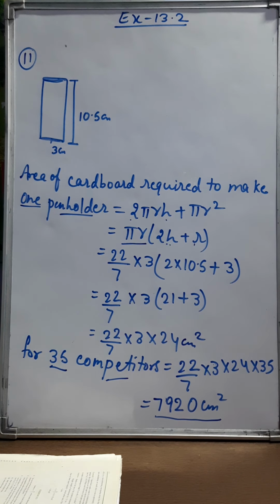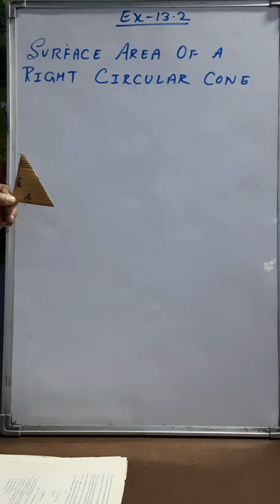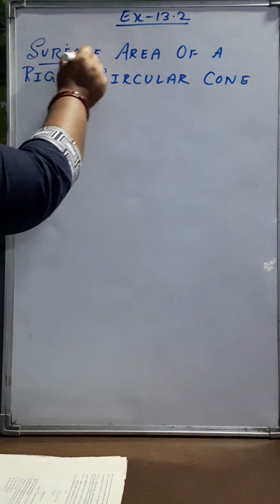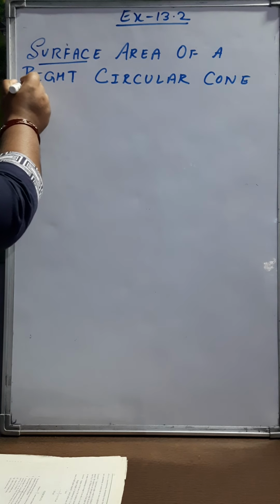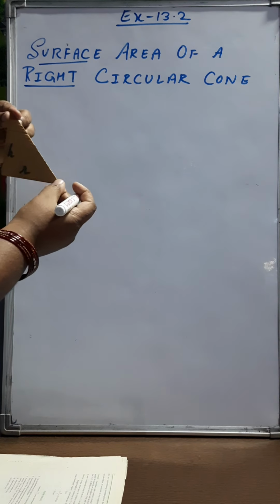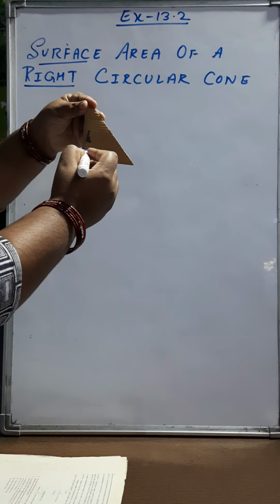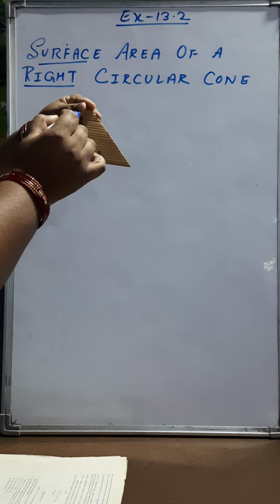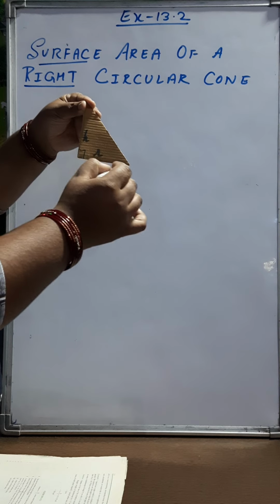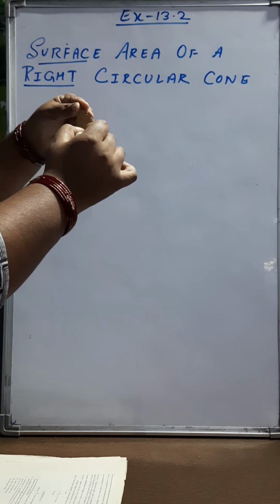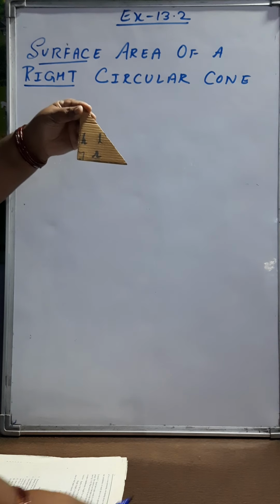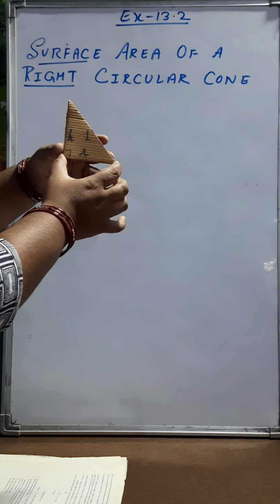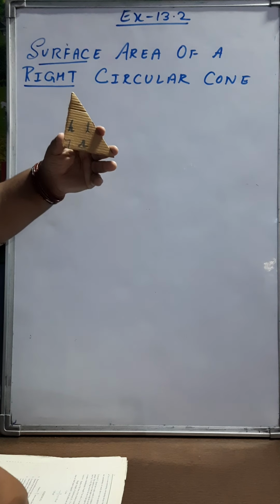So now I am going to start right circular cone. So we will discuss surface area of right circular cone. So students, see, here we have to discuss surface area of a right circular cone. Why it is written right circular cone? Look at this. You can see it is a right angle triangle. This angle is 90 degree. This we are taking height. This we are taking radius of the base. And this is known as slant height of the right triangle. Here you can see this side is looking like hypotenuse.